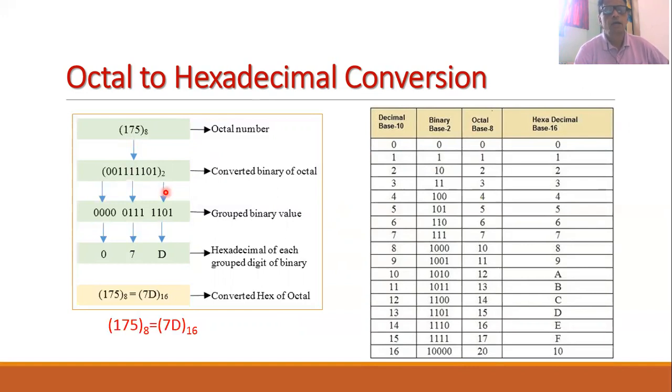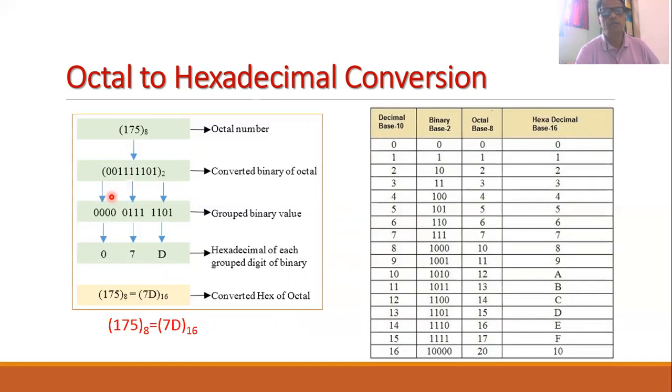Then we will make groups of 4 binary bits. Since this number consists of only an integer part, we will start from the right-hand side and move to the left. So we will make the first group, and that will be 1101. Then the second group will be 0111. Now only one 0 is left, and therefore I will add 3 more zeros so that this group will be 0000.